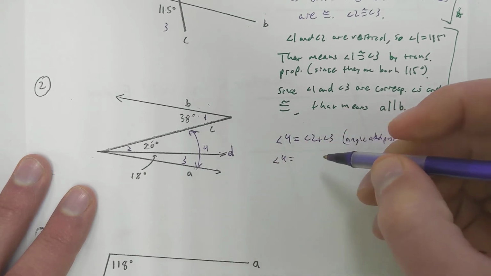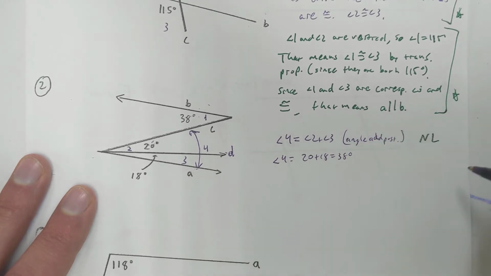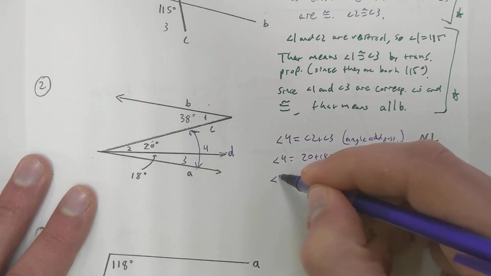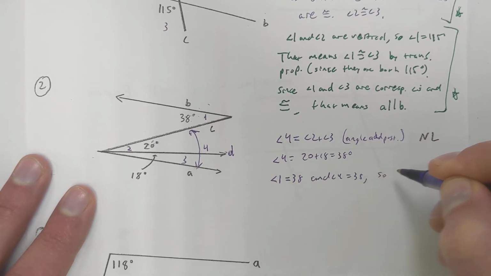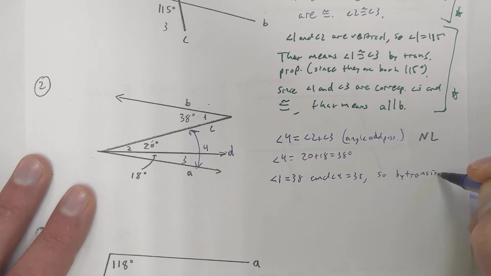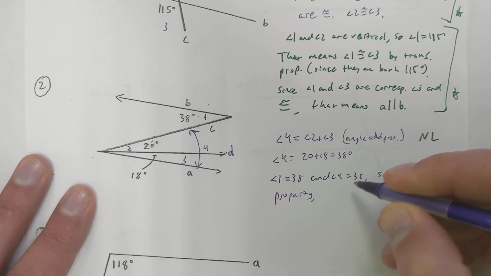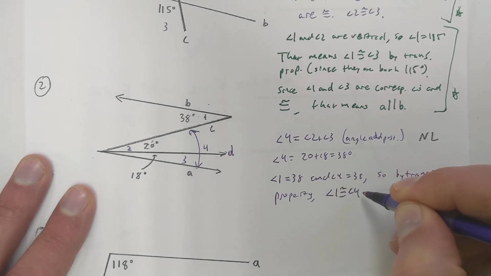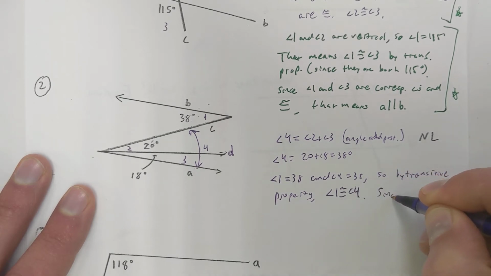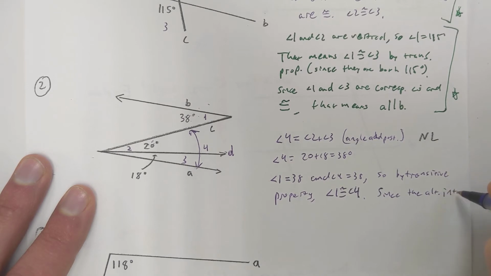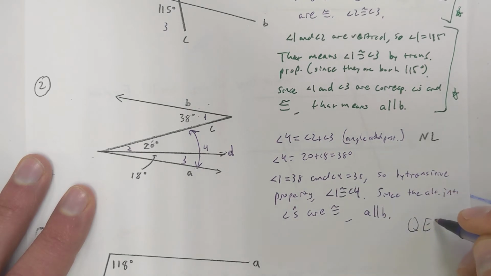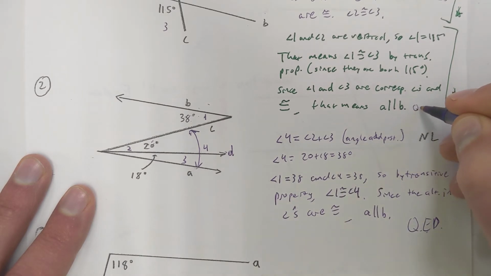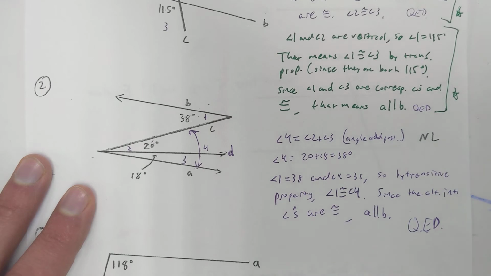So that means angle 4 is 20 plus 18, so that's 38 degrees. Ooh, hey, that's also 38 degrees. Angle 1 is 38, and angle 4 is 38. So by the transitive property, angle 1's congruent to angle 4. Since the alternate interior angles are congruent, A is parallel to B. And we're done. You should be putting QED at the end of each proof, at the end of each explanation. All right.